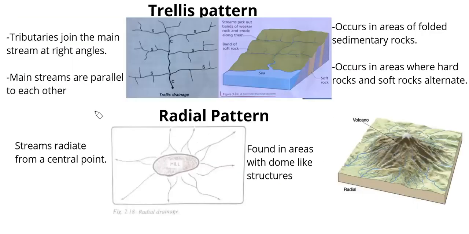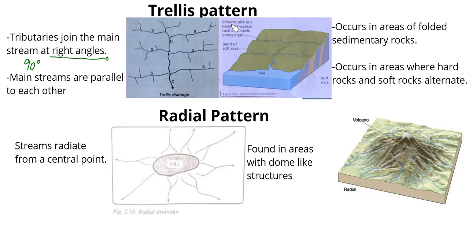Let's move on to the next one, which is the trellis pattern. Now we can see what is happening with the tributaries. Our tributaries are joining at 90 degrees, so here it's right angles. When we're talking of right angles, they are joining at 90 degrees. The main streams are parallel to each other. In a trellis pattern, you can see the tributaries are parallel to each other, because they are all joining at 90.